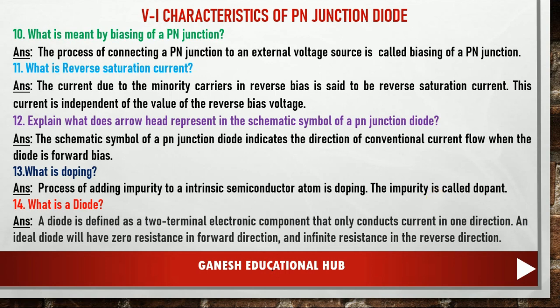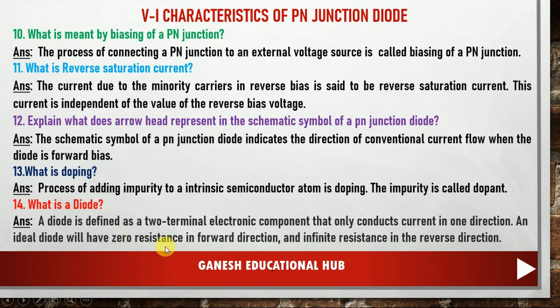What is a diode? Most important questions and basic questions. A diode is defined as a two-terminal electronic component that only conducts current in one direction. The two terminals are called anode and cathode. The diode always allows the current to flow in only one direction.